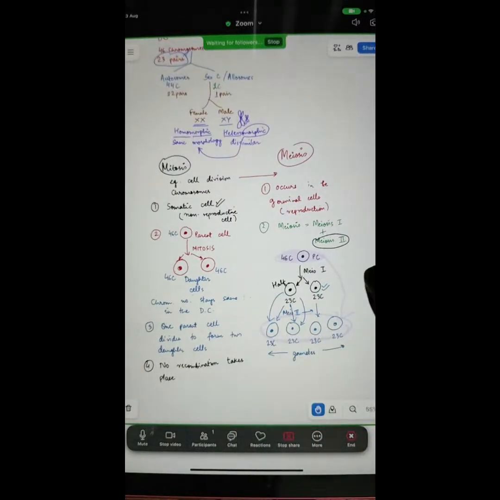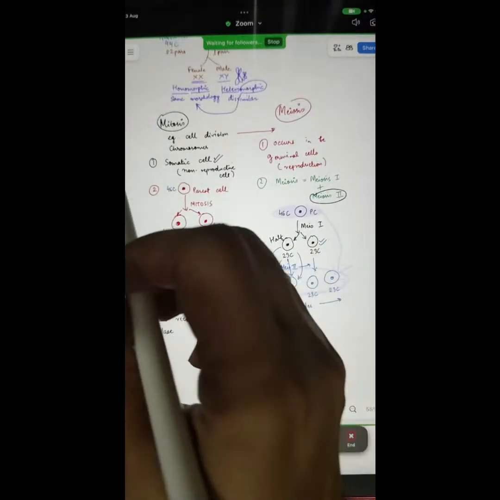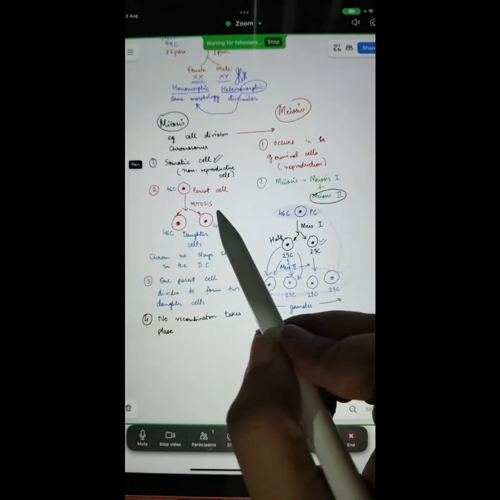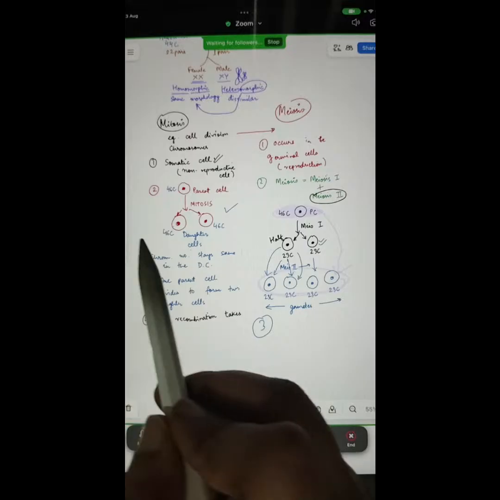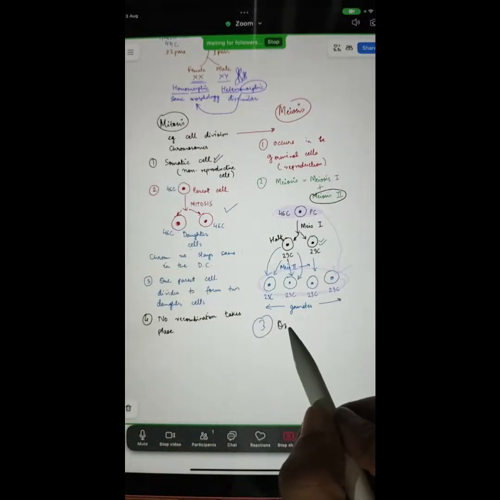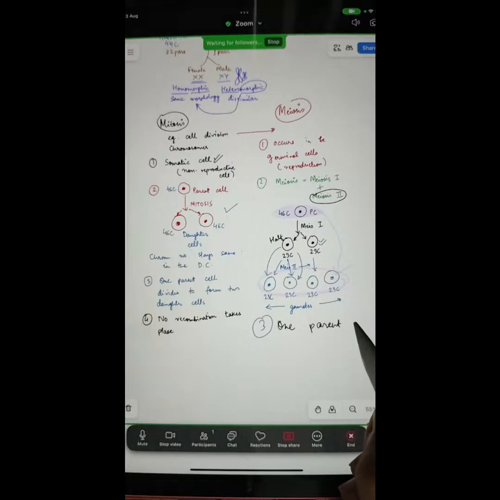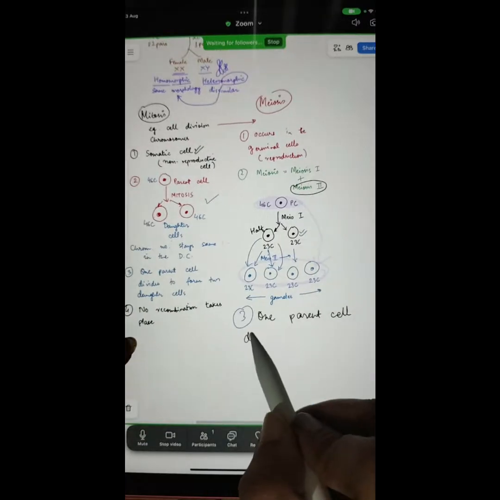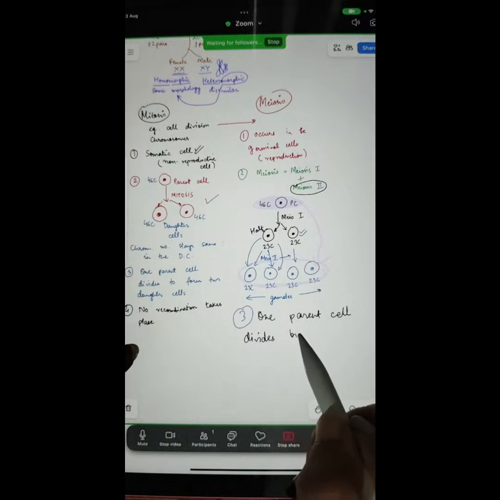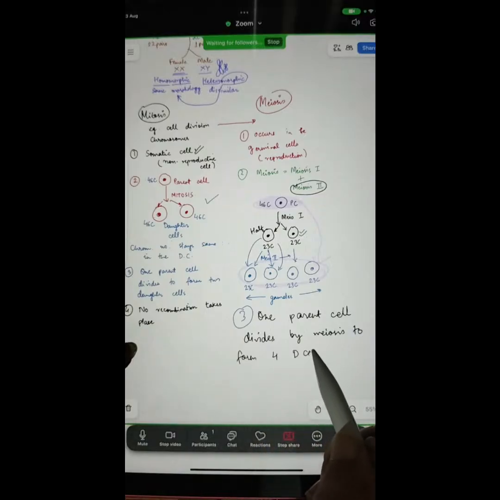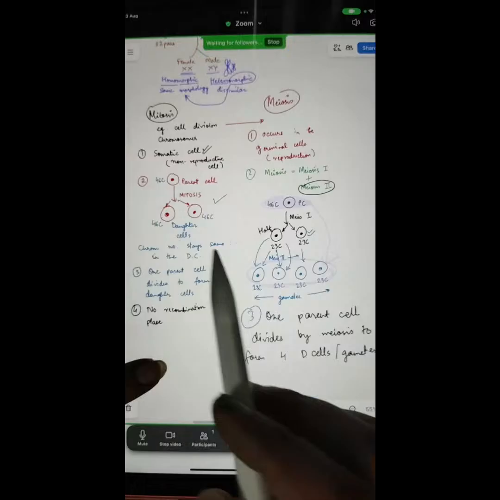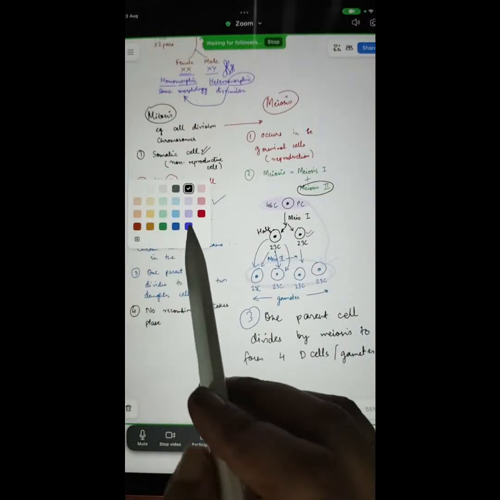Now I have zoomed out the screen so that you can see all together. We are done with this illustration for meiosis. So what we have to write here: one parent cell divides by meiosis to form four daughter cells, and these daughter cells are also known as gametes.